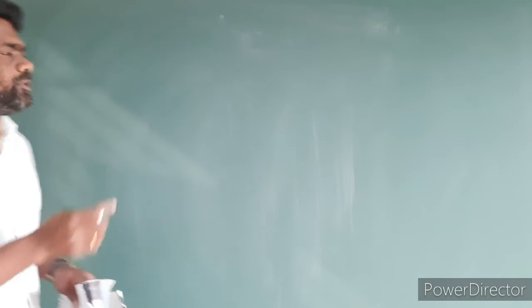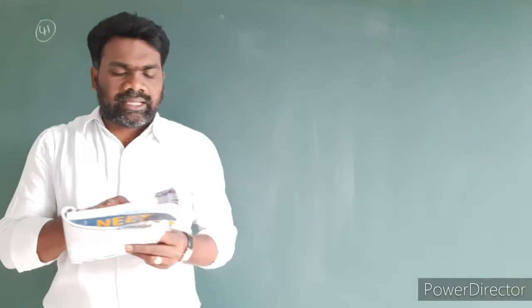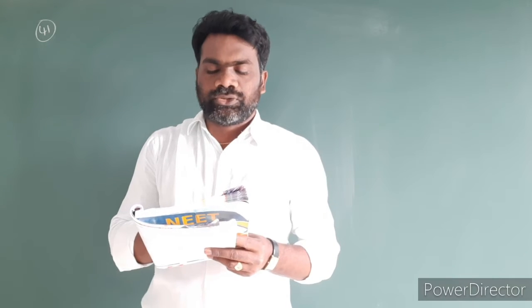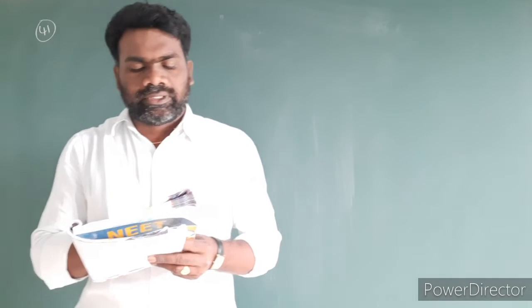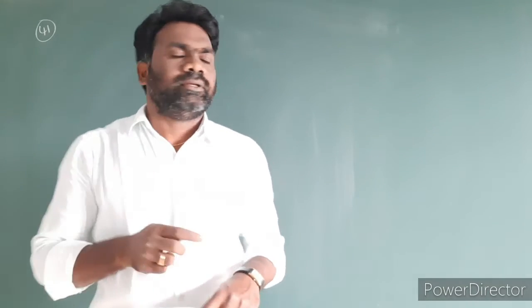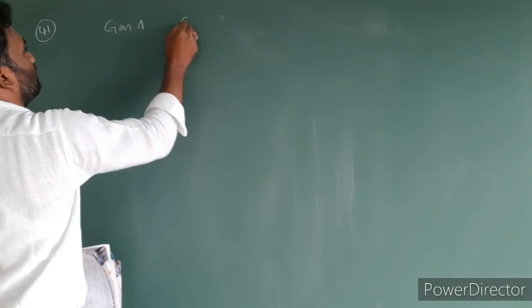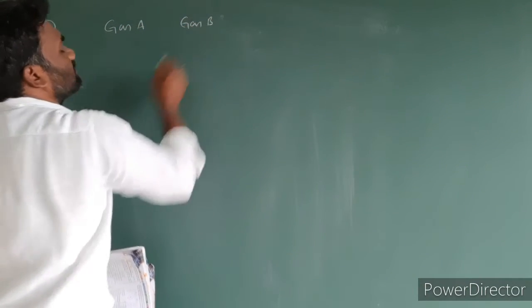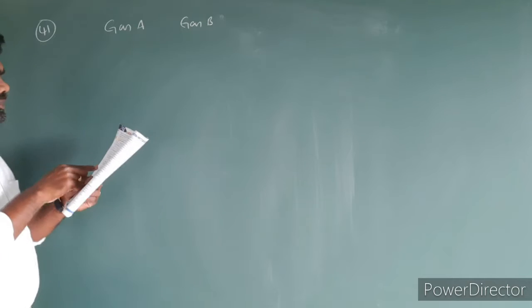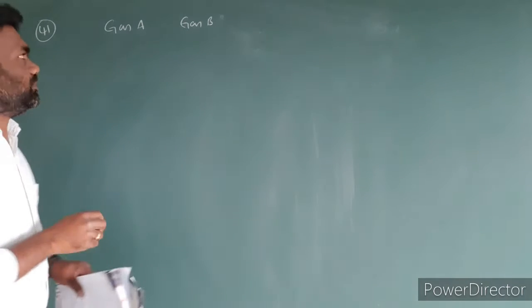Next, question number 41. Look at question number 41. According to Graham's law, at a given temperature, the ratio of rates of diffusion RA by RB of gases A and B is given by. So taking two gases, gas A and gas B, the rate of diffusion of the two gases, RA by RB, is given.